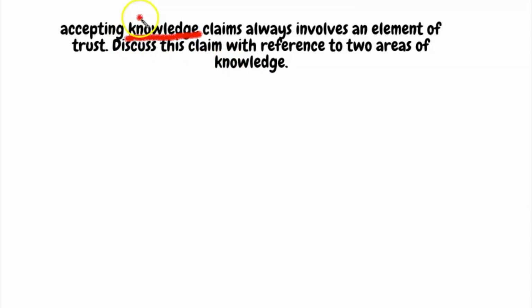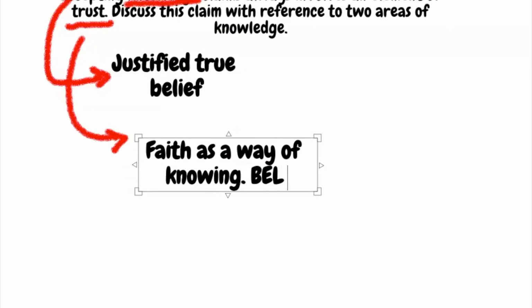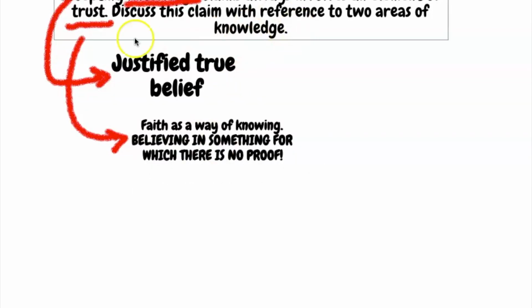Discuss this claim with reference to two areas of knowledge. The first thing you want to do in your essay, and even when you're planning your essay, is to think about the meanings of the actual words. So define knowledge, usually as justified true belief according to Plato's definition, and trust you want to link to the way of knowing of faith, because faith in the TOK rubric is defined as a way of knowing, believing in something for which there is no proof. And if we think of trust in this way, then it becomes clear that these two things are interchangeable.